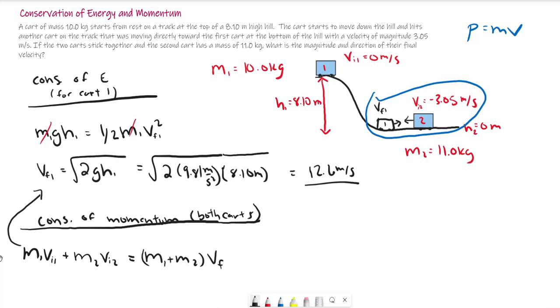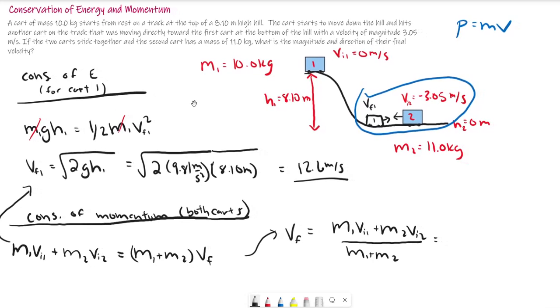So we want to solve for this v final. We're just going to divide both sides by this m1 plus m2. And that's going to give us v final equals m1 v initial 1 plus m2 v initial 2 divided by m1 plus m2. Now we can go ahead and plug in the different values for these variables.